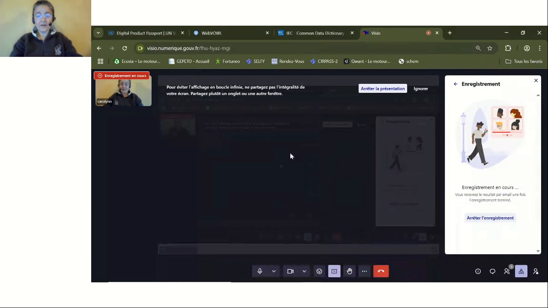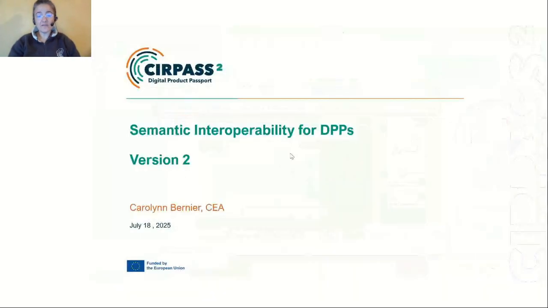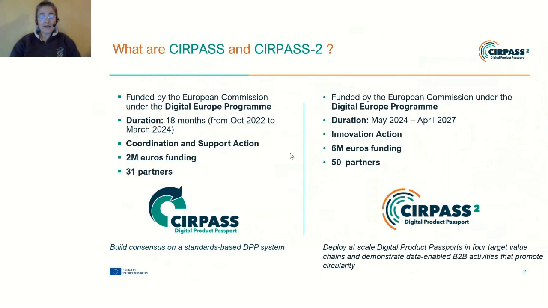All right. So first of all, just to introduce myself, I'm a research engineer in CEA. CEA is a French public research institution, and I am based in Grenoble. And I'm also the coordinator of the Surpass 2 consortium. I also coordinated the Surpass 1 consortium. Both of these consortia were funded by the European Commission's Digital Europe program.